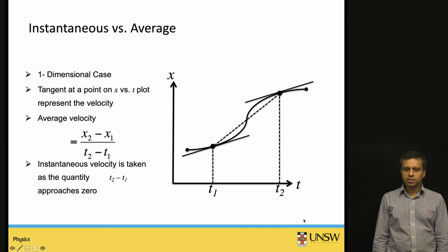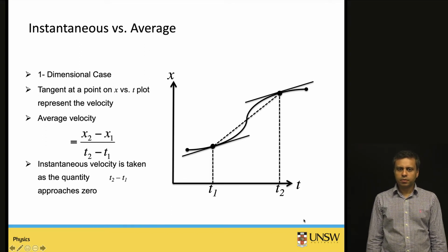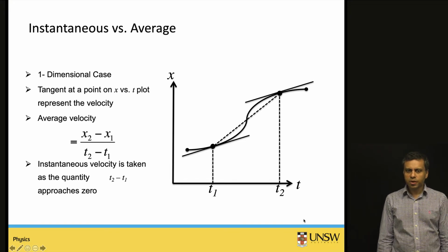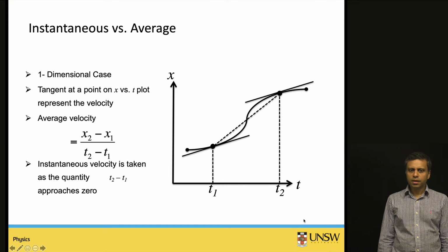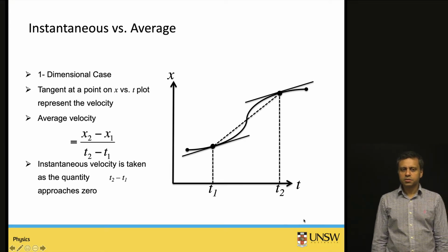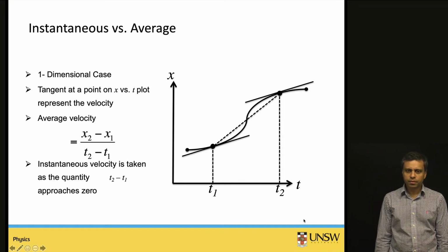So the horizontal axis represents time and the vertical axis the x position of the particle. And let us look at 2 points in time, t1 and t2. At these 2 points, the particle has positions x2 and x1, and so the average velocity, as before, we can define as x2 minus x1 over time interval t2 minus t1.